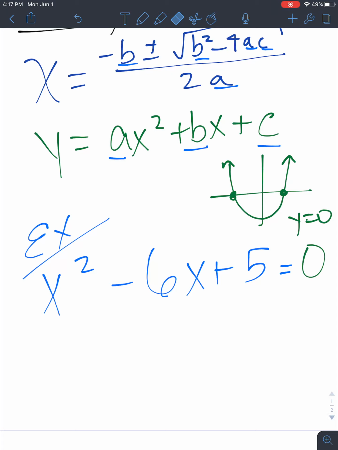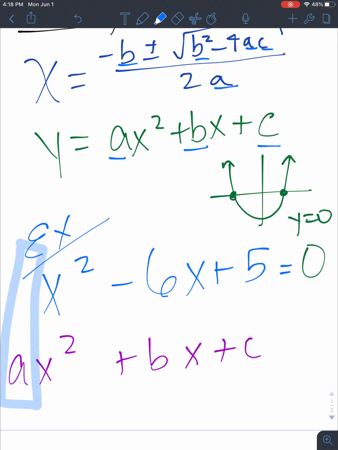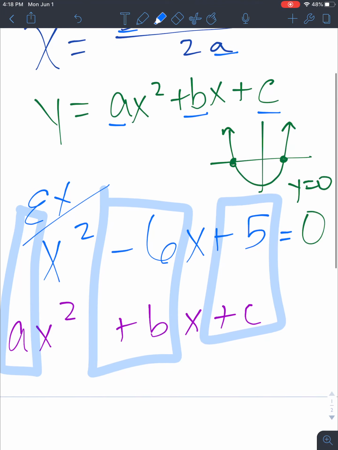After you have your quadratic set equal to 0, then you identify your a, your b, and your c. So I have ax squared plus bx plus c. So my a is lined up there, lined up my b, and lined up my c.